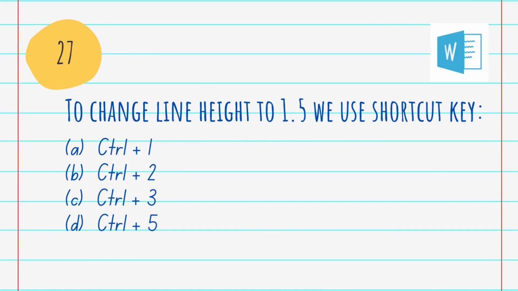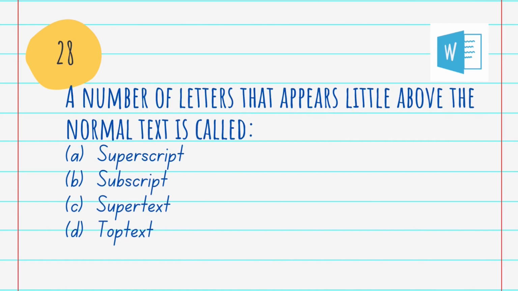Question number 27. To change the line height to 1.5, we use the shortcut key A, Ctrl plus 1, B, Control plus 2, C, Control plus 3, D, Control plus 5. And the answer is D, Control plus 5. To change the line height to 1.5, we use the shortcut key Control plus 5.